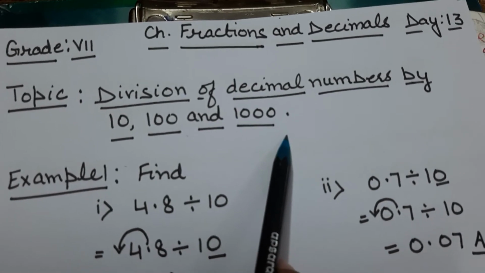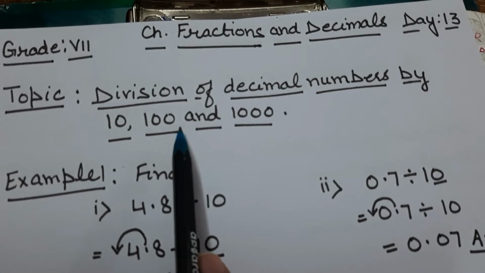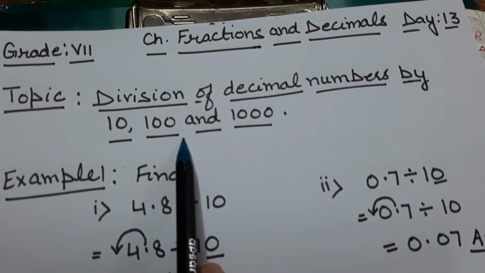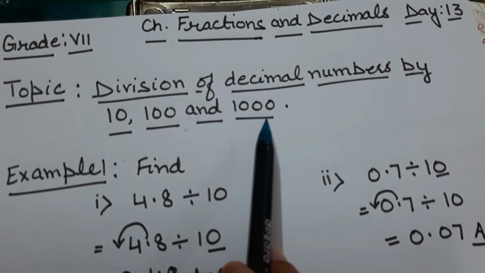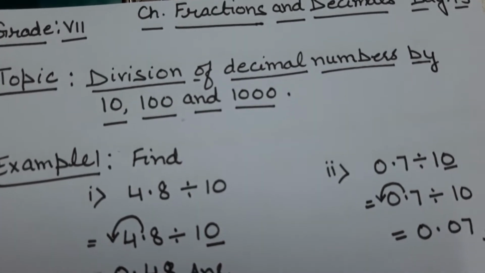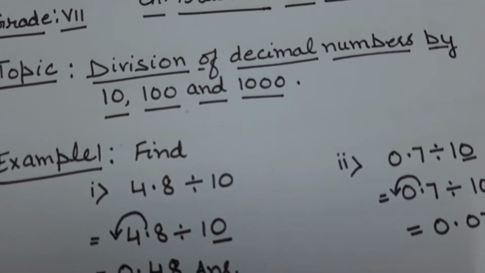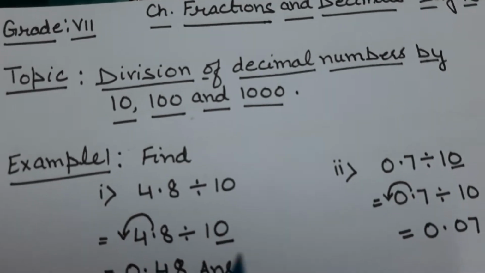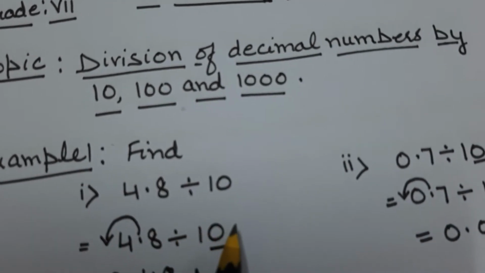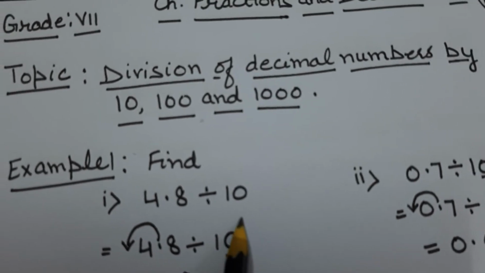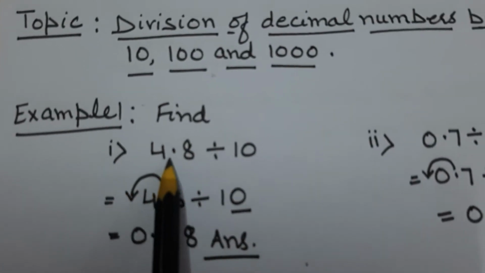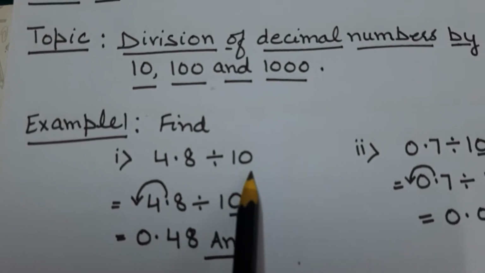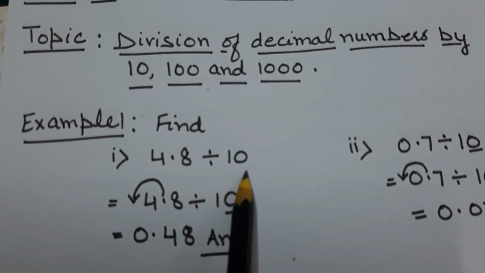So students, as you know, when multiplying or dividing with 100, 10 or 1000, there is no need to do the actual division. Okay, only by shifting the decimal we can solve it. So I'm taking the first example here, 4.8 divided by 10.